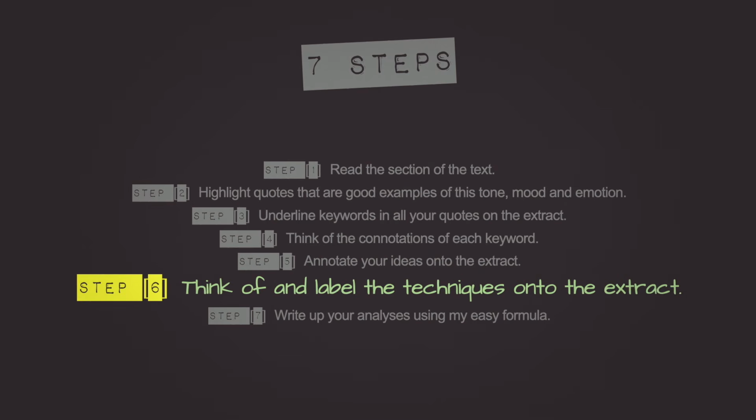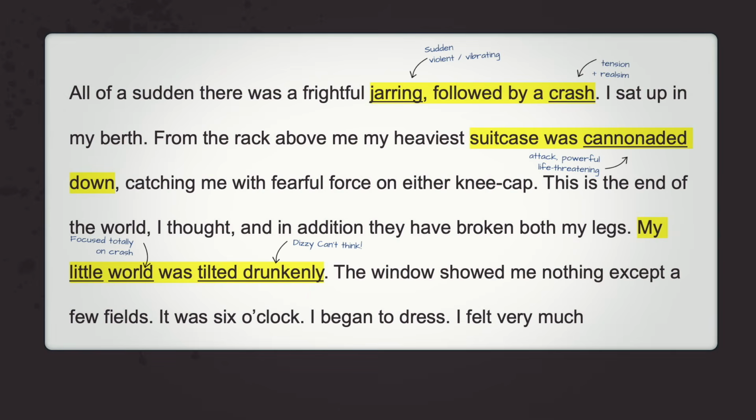Think of and label techniques onto the extract. Never ever look for techniques first. This is a big mistake that a lot of students make, and you'll end up technique spotting. This is when you are pointing out techniques that have got absolutely nothing to do with the question or are not even analyzed for effect. When annotating and after you have thought about keywords, think about what techniques, if any, are present in each quote. You don't need to know lots of random or rare techniques, just a few really common ones.